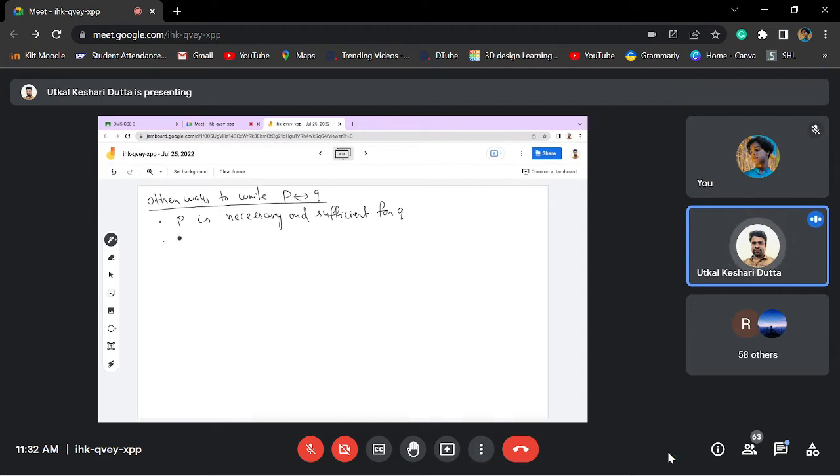Or you can write in this way: if P then Q, and conversely. What is conversely? The converse of P conditional Q is Q conditional P. That means if P then Q, and if Q then P. That is the same thing as P biconditional Q. Otherwise, you can also use this phrase, P exactly when Q. That is the same meaning as P biconditional Q.